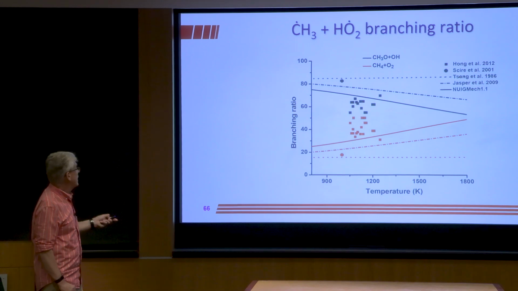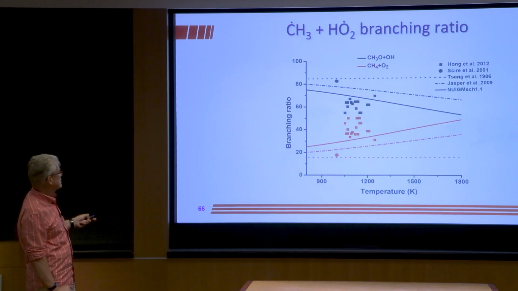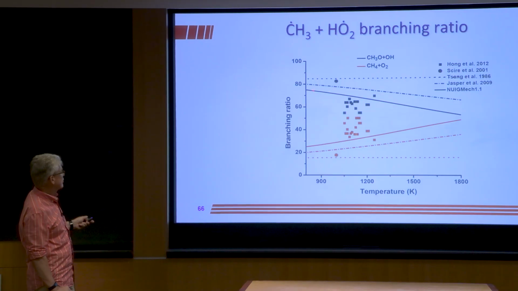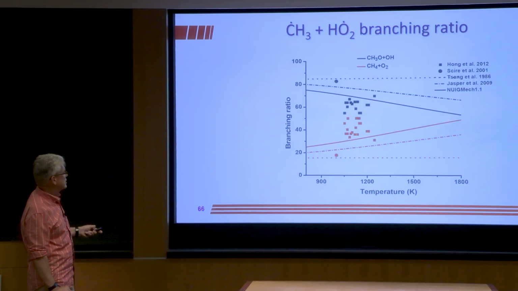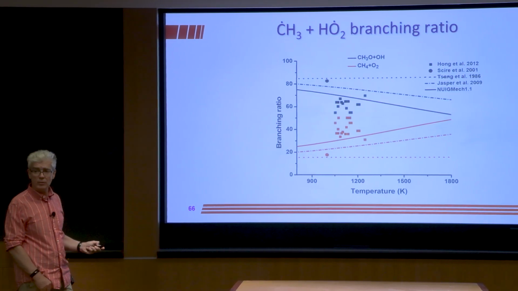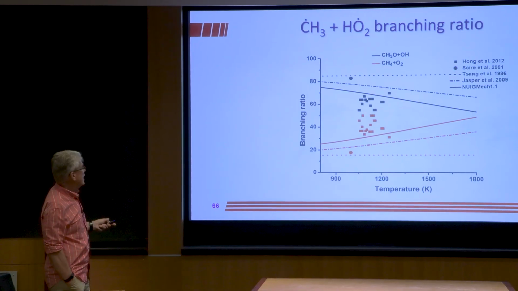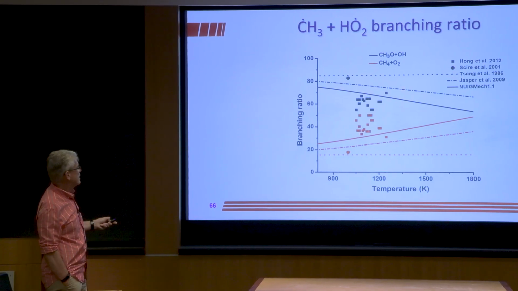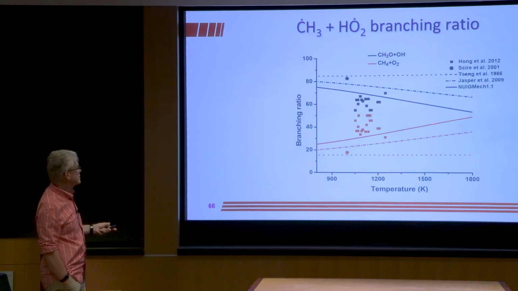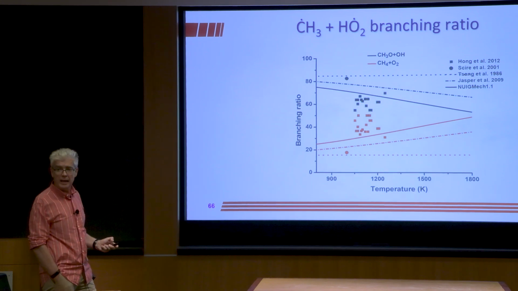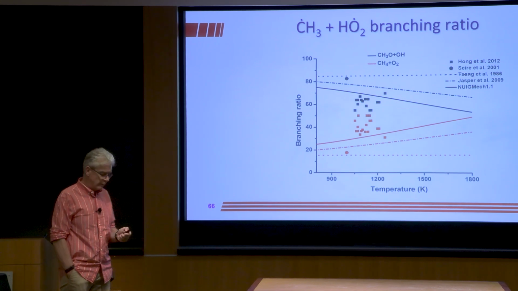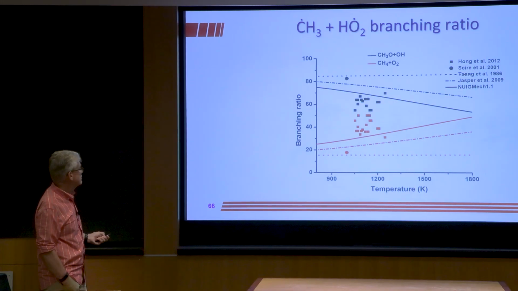So this is just showing the branching ratio then for the two channels. So this is the methoxy plus OH channel here that dominates at lower temperature, but they actually get closer together. They're converging to maybe 50-50 at 1800 Kelvin or so. But you can see here's the Hong et al. branching ratio that they have in their mechanism. In our mechanism, the branching ratio is a little bit closer together. It's not as extreme as in the Hong, I think. They're very similar, but they're not as extreme.